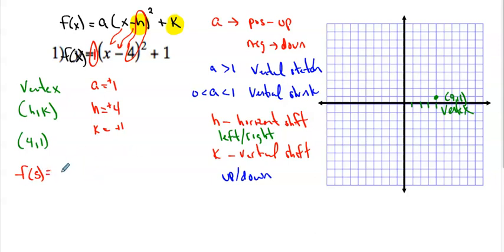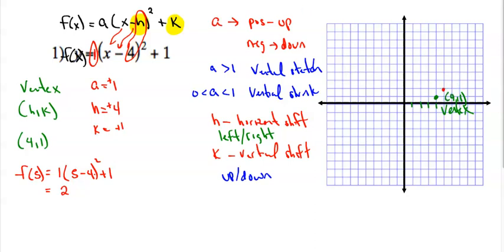So what is f of 5? If you wanted to, you have 1 times 5 minus 4, plus 1. Don't forget the square there. And this is just going to be 5 minus 4 is 1, 1 squared is 1, 1 times 1 plus 1, and you just get 2. So f of 5 is 2.